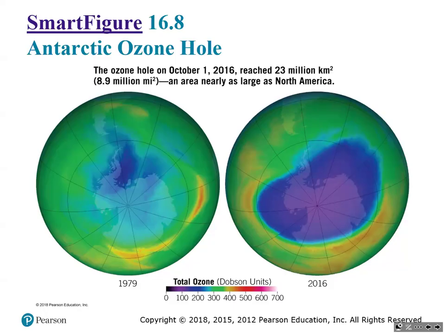So in 1979, this was the amount of ozone at the South Pole. You can see it's much thinner here in 2016. But it has actually stopped growing and started to shrink. And people don't talk about it because it was successful.